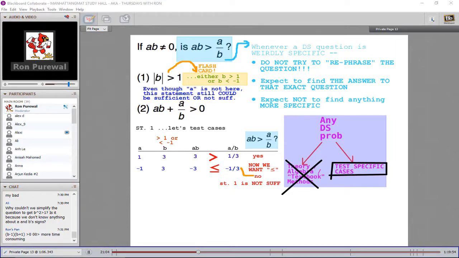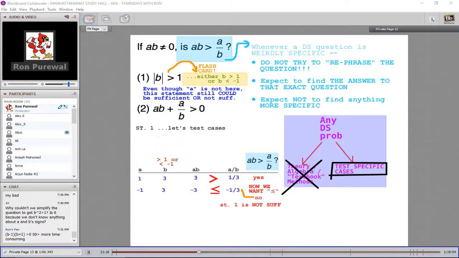Let's talk about statement 2. We got to interpret what statement 2 means. So what does statement 2 mean? You might need to investigate this for a little bit. What does that even mean? Because you can't really pick random values right away that do this. This is going to need some interpretation.